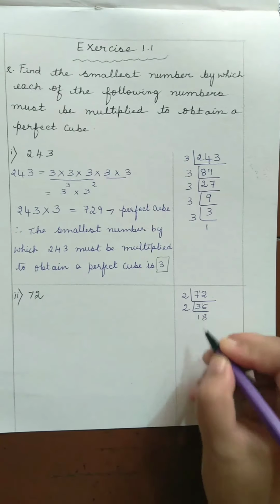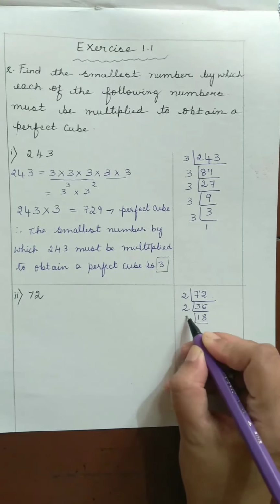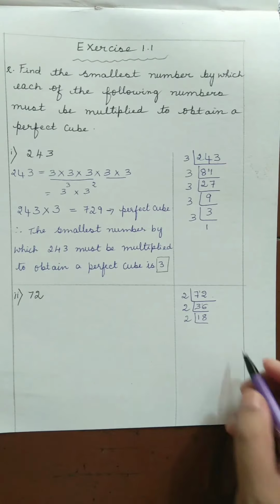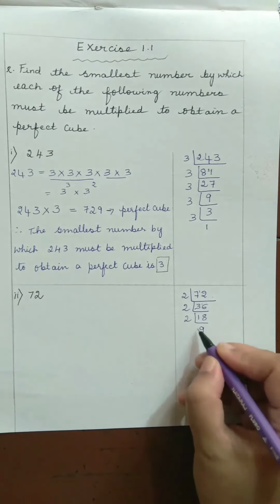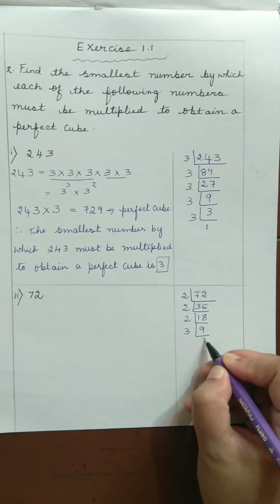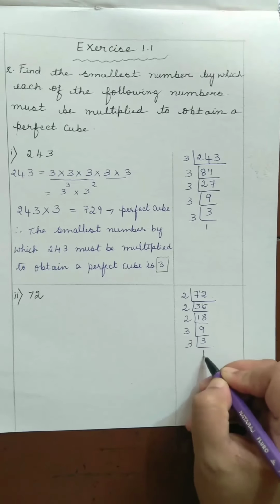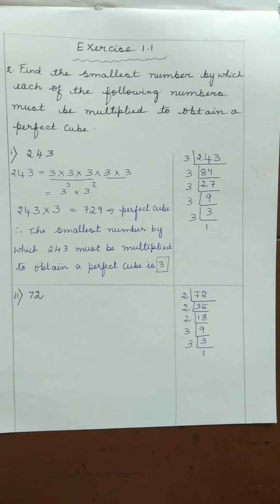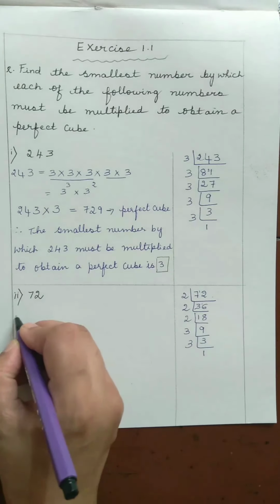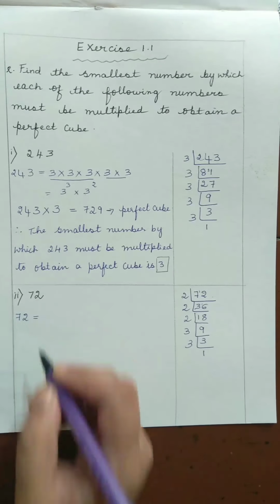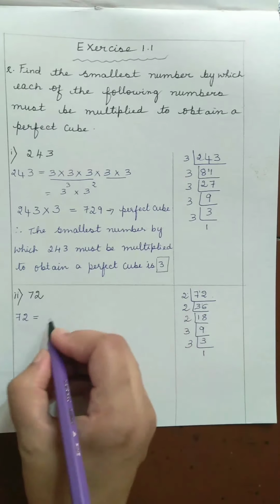So 2 8s are 16. Then it is again 2. So 2 9s are 18. 9 goes by 3. 3 3s are 9. 3 1s are 3. Therefore, through prime factorization, we got 72 is equal to 2 into 2 into 2.